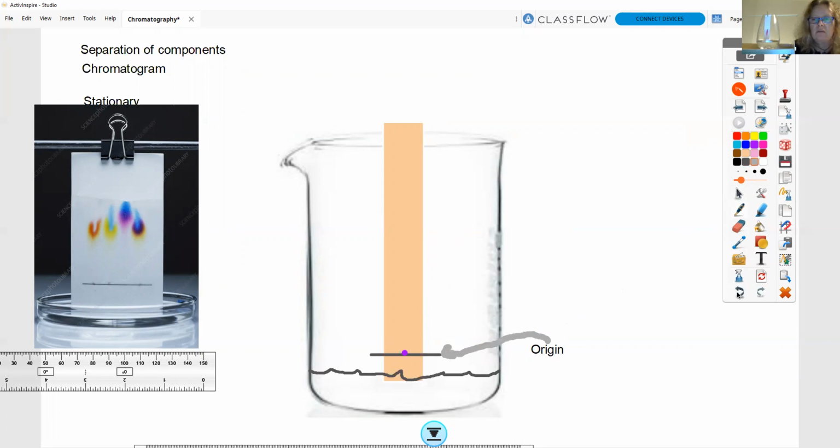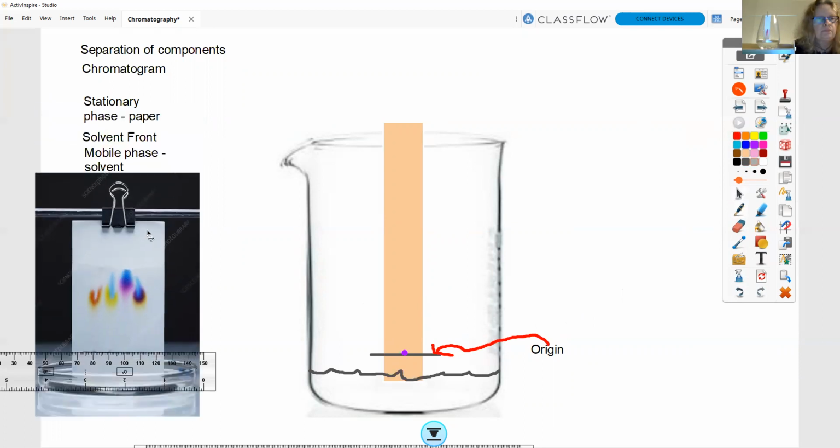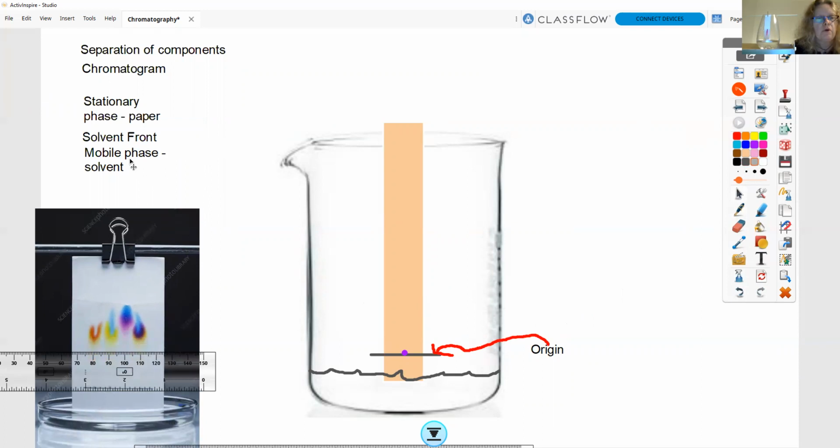Well, that arrow is very heavy. Let's get rid of that and make it thinner. Make it nice and red too. So that pencil line on your page is called the origin. The solvent in the bottom is called the mobile phase, and that's because the solvent moves the way this water is moving up the paper. So the water is called the mobile phase, and the paper is called the stationary phase.